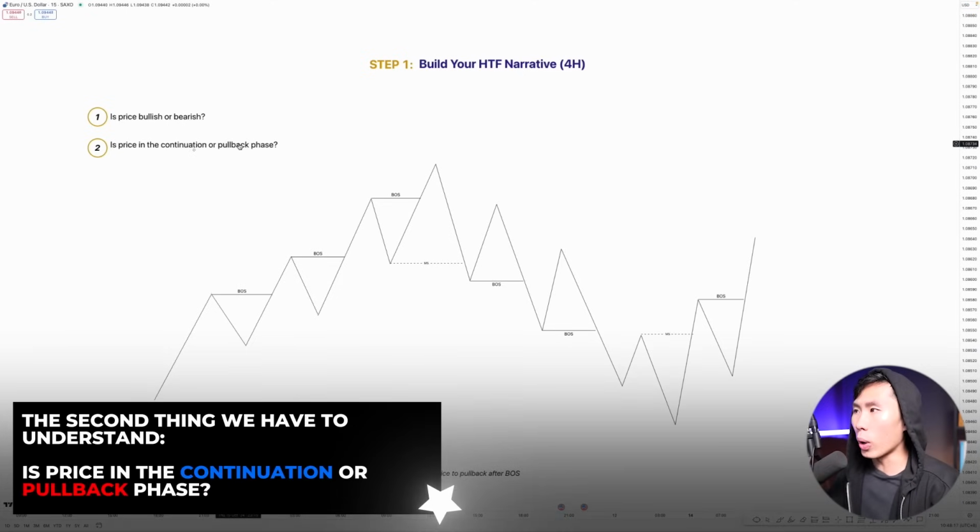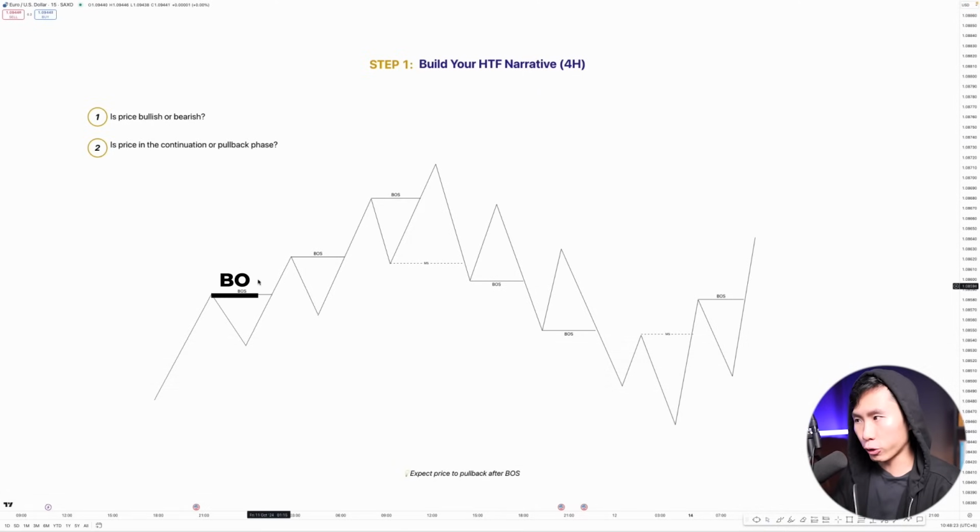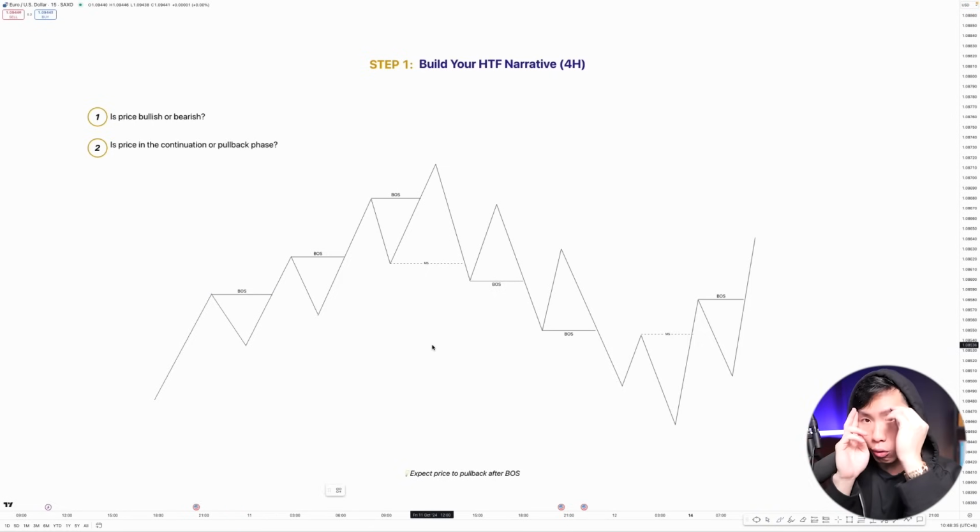The second question you want to ask yourself is, is price in the continuation phase or the pullback phase? Because after a break of structure, we know that price is going to start pulling back. And we need to have that at the back of our mind. And a lot of people don't, a lot of retail traders don't.